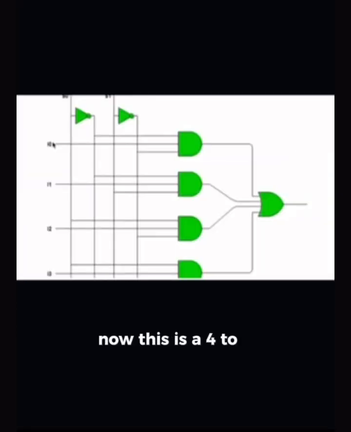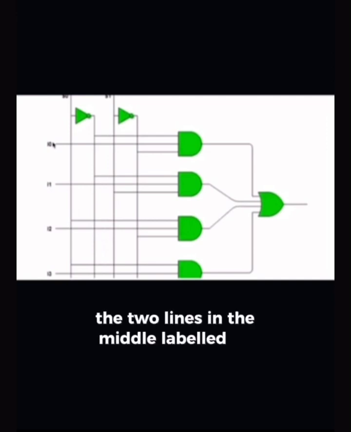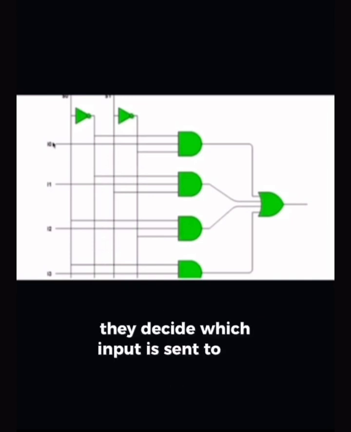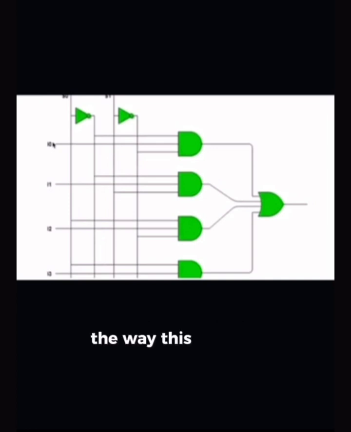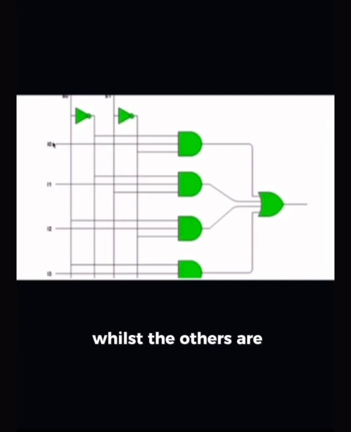Now, this is a 4-to-1 multiplexer diagram. As the name suggests, it has 4 inputs labeled I0 to I3 and just one output. The 2 lines in the middle, labeled S0 and S1, are the select lines. They decide which input is sent to the output. The way this works is through logic gates, which are arranged to make sure that only the selected input gets passed on whilst the others are blocked.